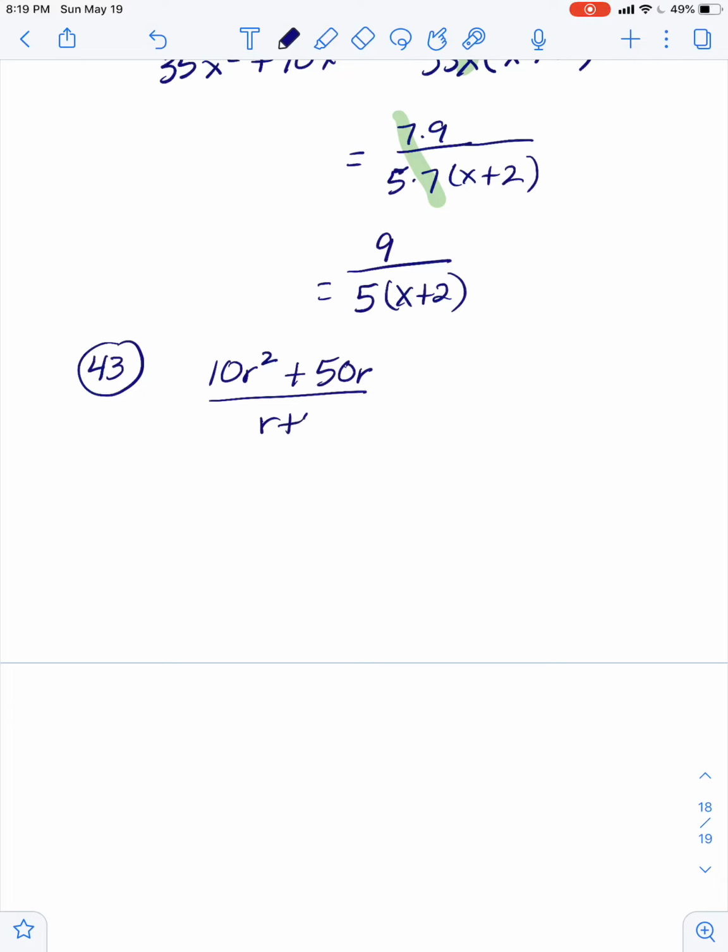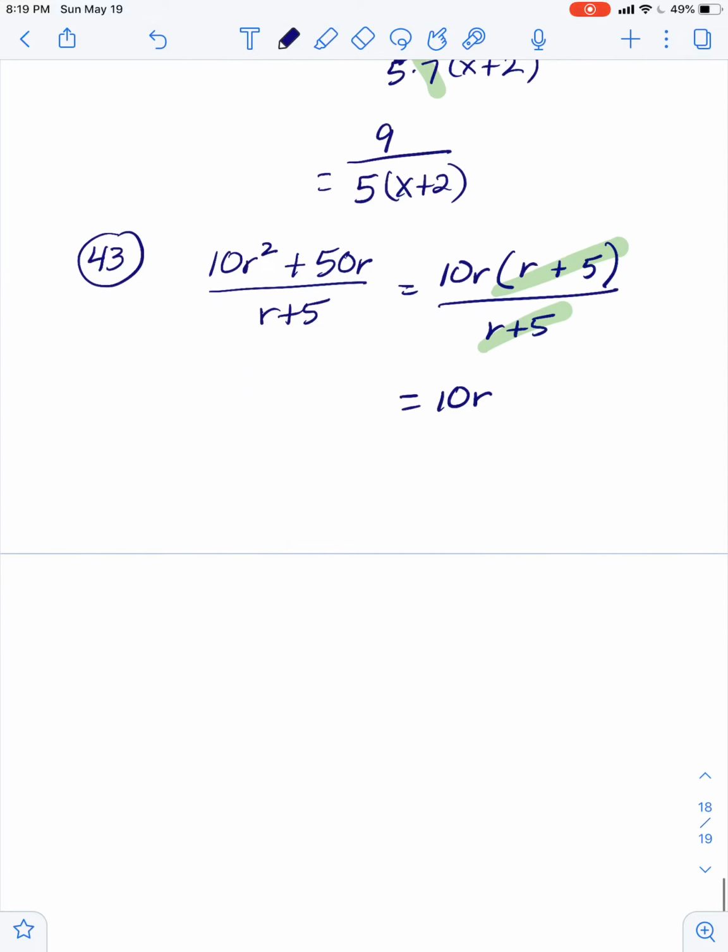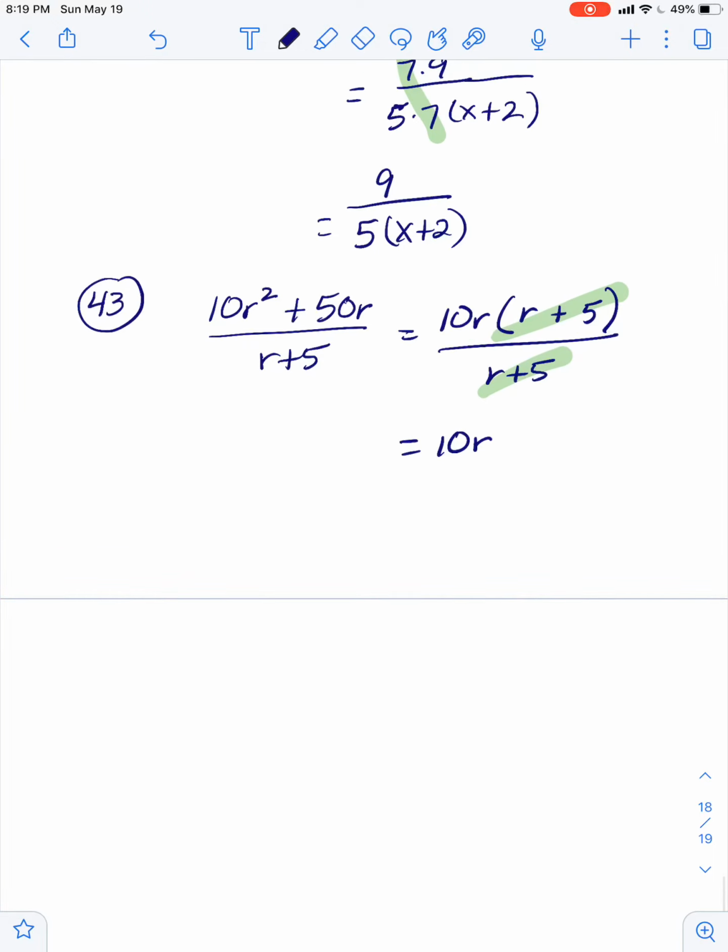Okay, over r plus 5. Okay, in the numerator, 10 and 50, common would be 10. R squared and r, again, it's always the smallest. So if I divide 10r squared by 10r, I get an r. And 50 divided by 10 is 5, and the r's will cancel. I have an r plus 5 in the denominator. Again, r plus 5 and r plus 5 just cancel out, and I'm left with 10r. Okay, I'm going to stop this one. It's getting a little long, and then we will pick up the next couple.